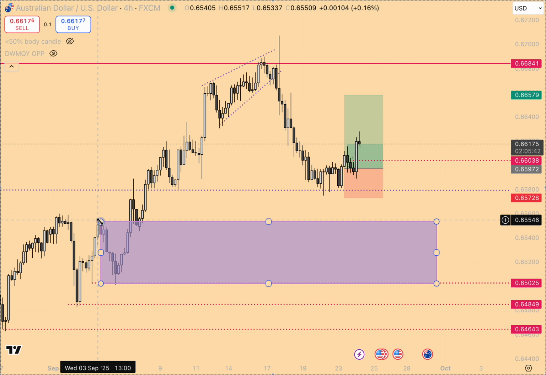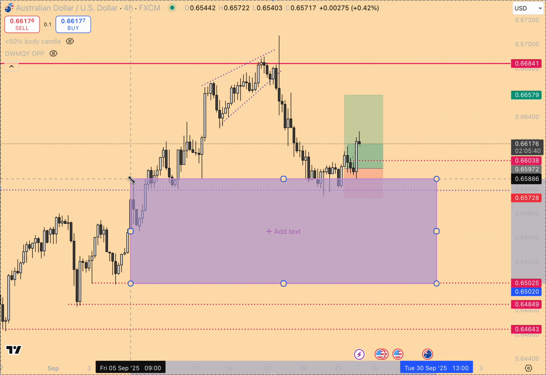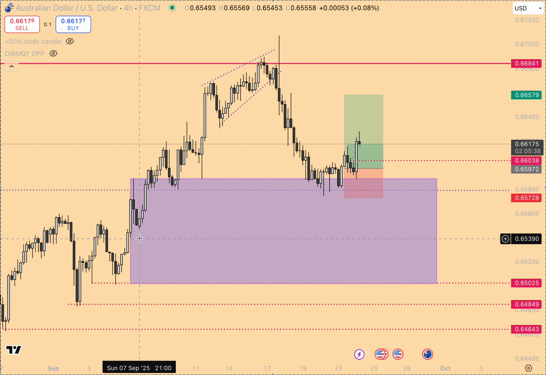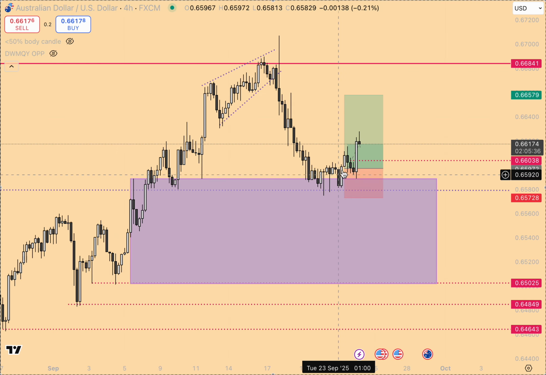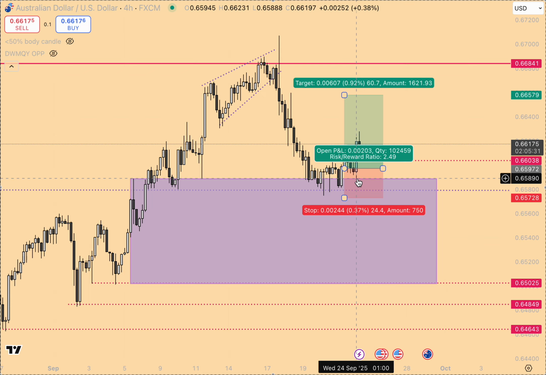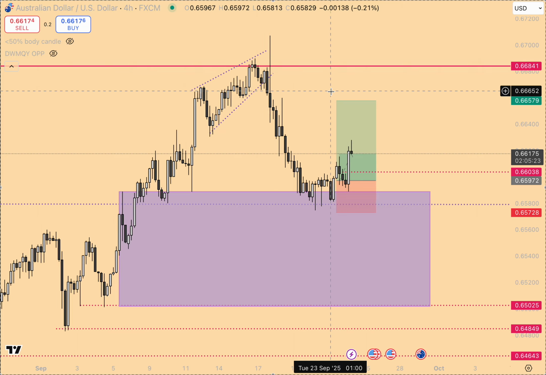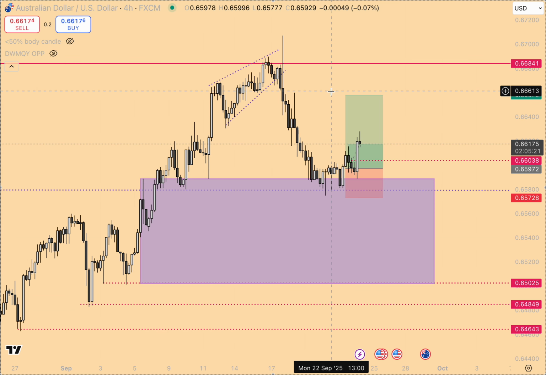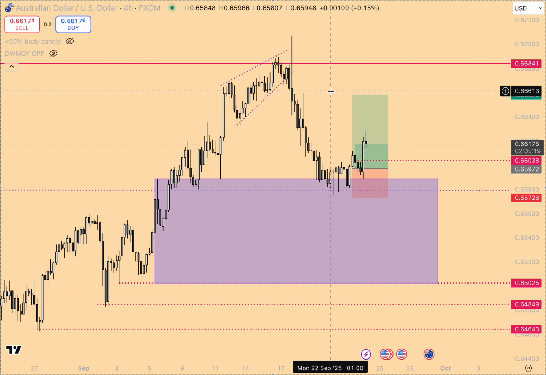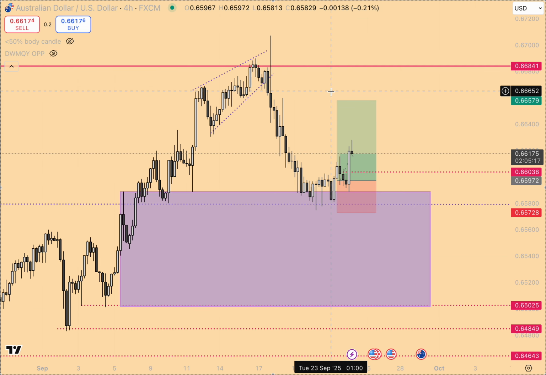Let me mark that out. So we have that 4-hour demand here. We came into that demand zone, grabbed that liquidity, and then we pushed up, creating this new demand area. On that retest, I look for an entry, and now I'm targeting this liquidity zone here for 1 to 2.5 at least. So let's see how AUD/USD wants to play out. Let's keep that in mind. Let's see if we get a nice TP on that one.